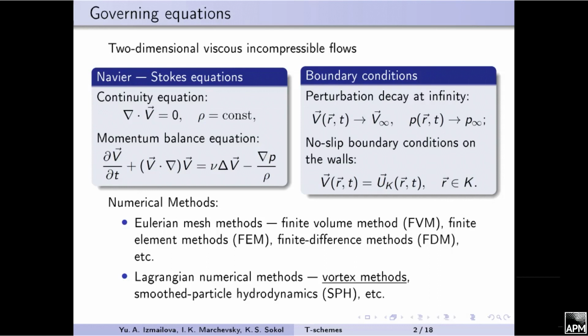To solve this problem, there is a whole family of different numerical methods, which is divided into two large groups. The first one is Eulerian mesh methods, which include the finite volume method, finite element method, finite difference methods, and others. The second one is Lagrangian numerical methods. These include vortex methods, smoothed particle hydrodynamics, and others. In this work, we will talk about the vortex method in more detail.